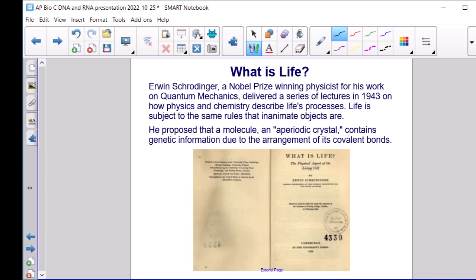What is life? Erwin Schrödinger, a Nobel Prize-winning physicist for his work on quantum mechanics, delivered a series of lectures in 1943 on how physics and chemistry describe life's processes. Life is subject to the same rules that inanimate objects are. He proposed that a molecule, an aperiodic crystal, contains genetic information due to the arrangement of its covalent bonds.